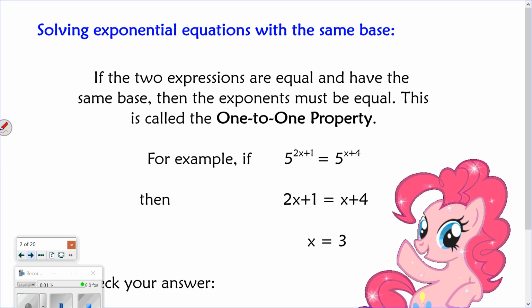So in this case, since the bases are the same, we can just forget the base entirely and set their exponents equal to each other. Because if the bases are the same and they're equal, then obviously the other part has to be equal. So what does x have to be to make them the same? You just subtract x, subtract 1 on this side, and you get x equals 3. So some of these are pretty simple. Does that make sense? Somewhat?